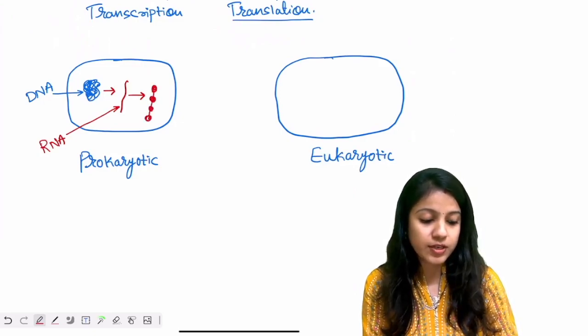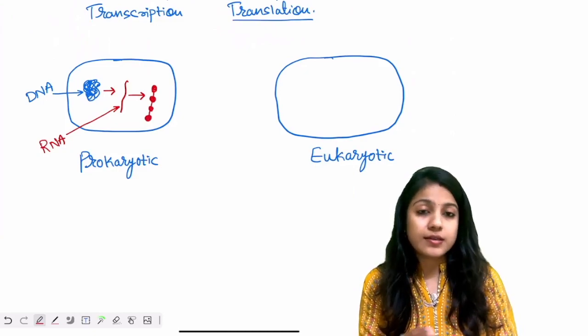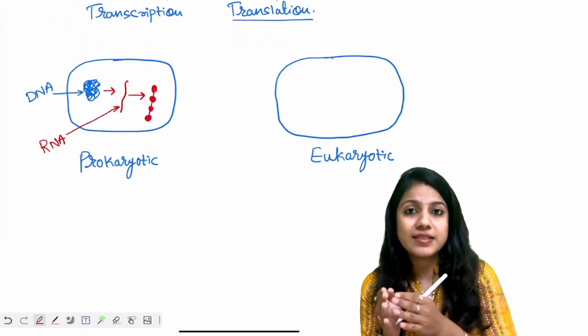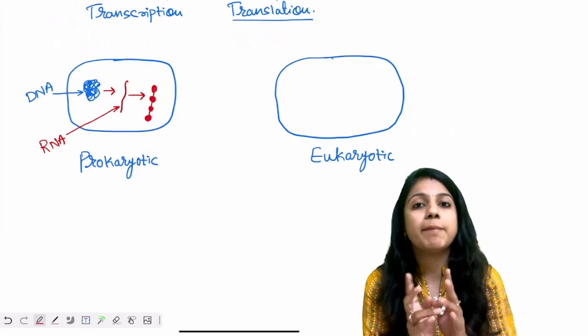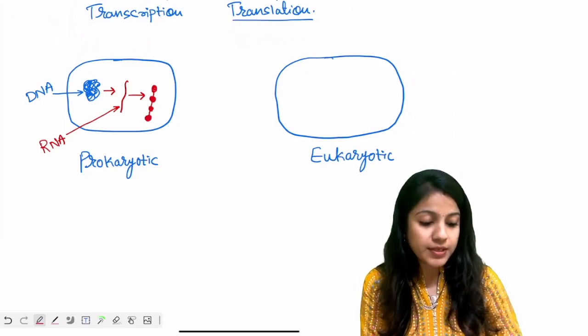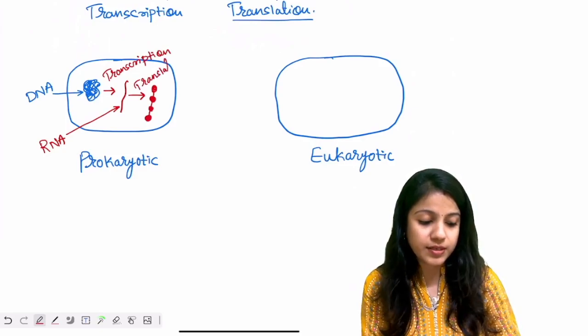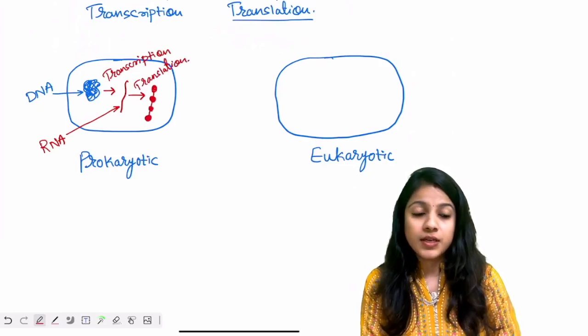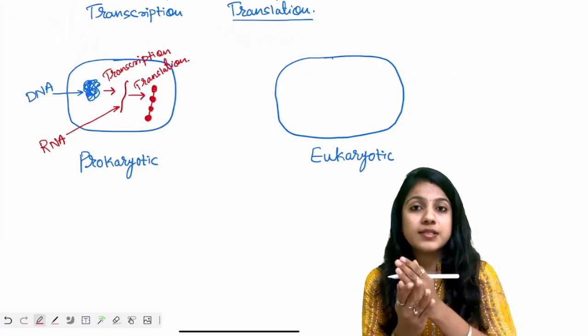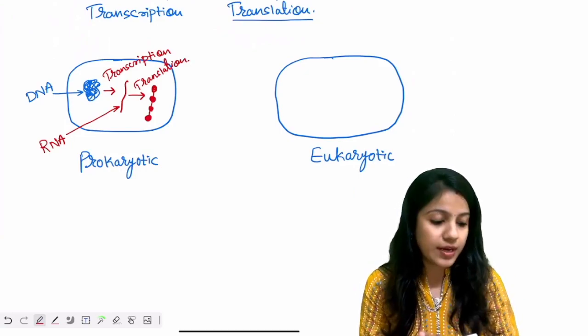So in prokaryotic organisms, transcription and translation are known to be coupled in nature. Why coupled? See, here transcription is happening, and after that the translation process will get completed. So in the same cytoplasm, both transcription and translation are happening.